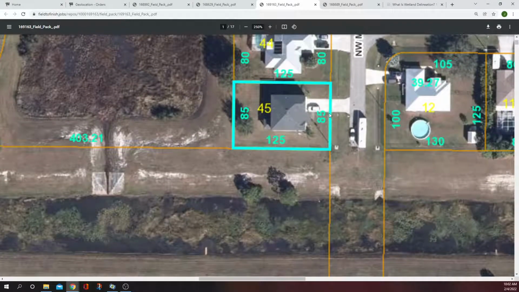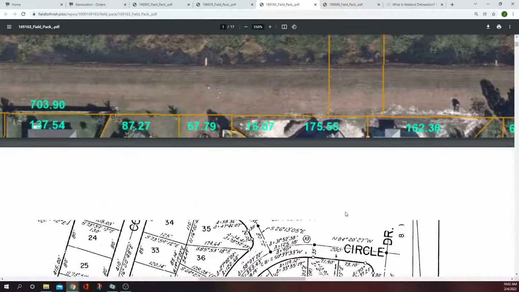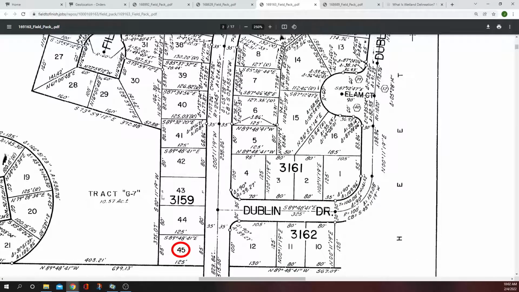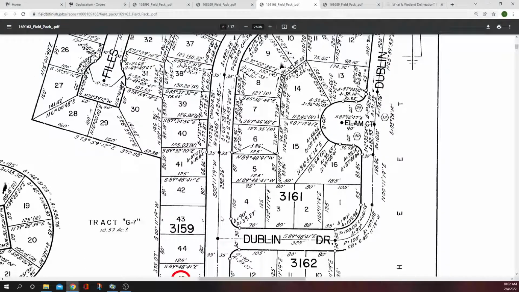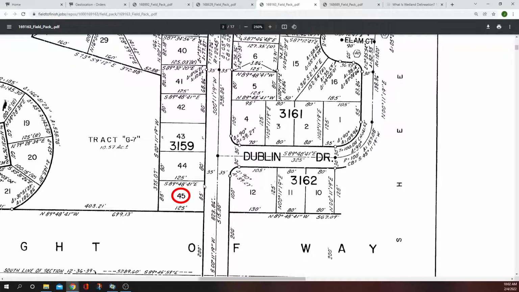All right. So again, in this situation, we don't want to go to a different block. We want to stay on our block. We want to look for the primary control points, and we want to look in the rear as well.